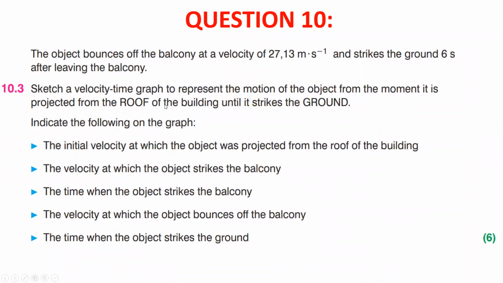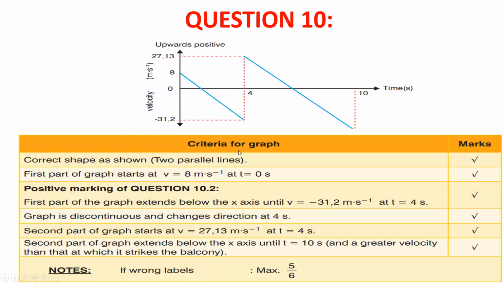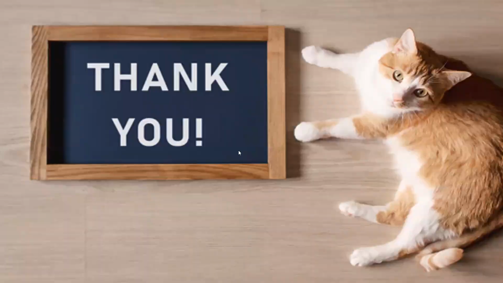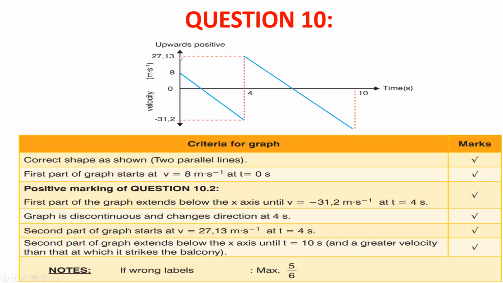Now we are going to draw a graph, a velocity time graph. The object bounced from the balcony at 27.13 meters per second, and then in 6 seconds comes to the ground. So they're asking you to draw the graph. Let's see our graph now. So now we are drawing what we know. Initial velocity is 8, and then velocity comes to 0 because it is going to the highest point. This is my highest point, and then coming down from the highest point to negative 31.2, which we calculated in 4 seconds.